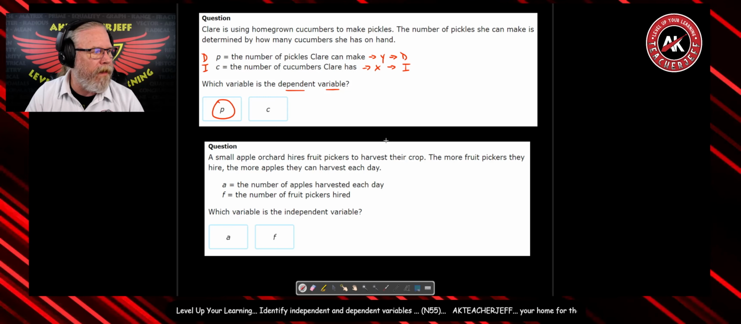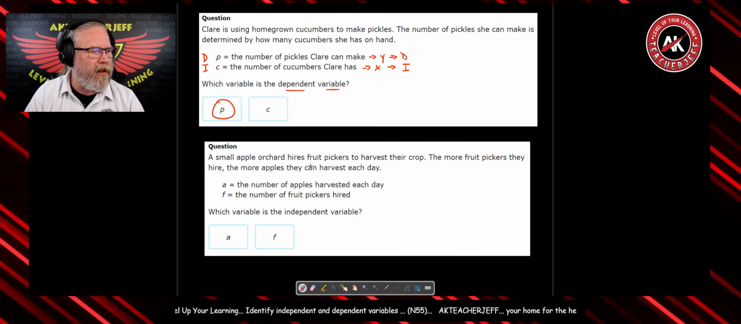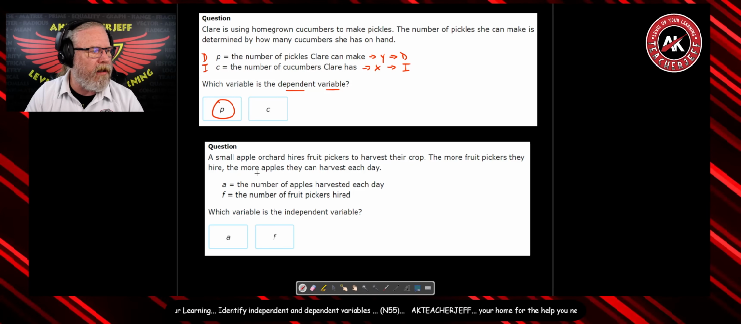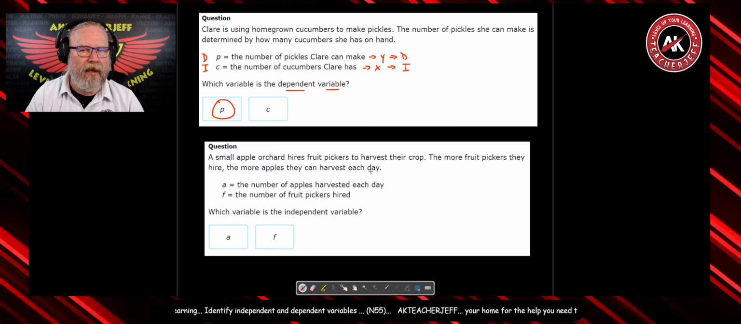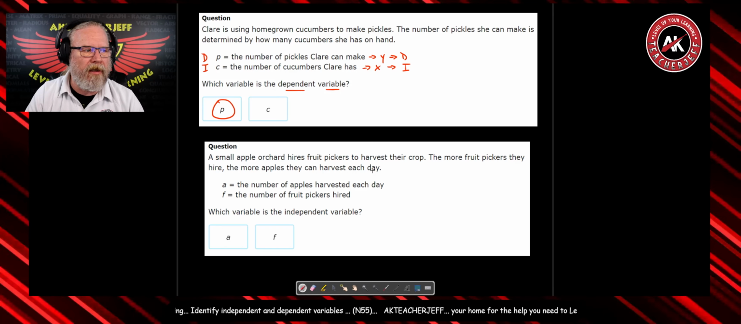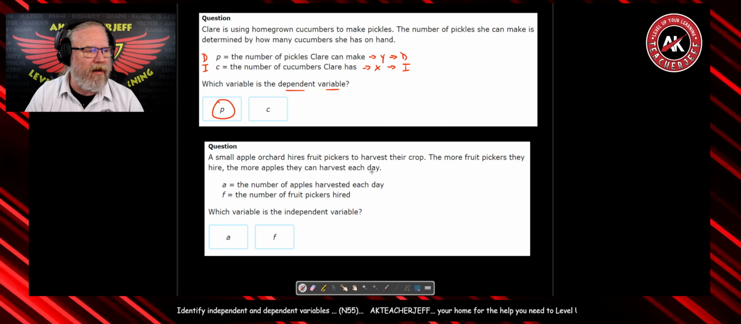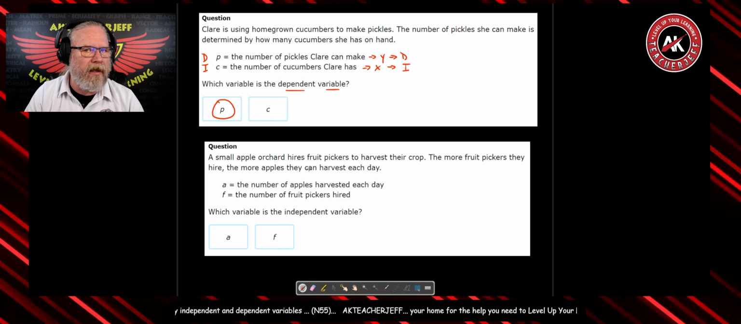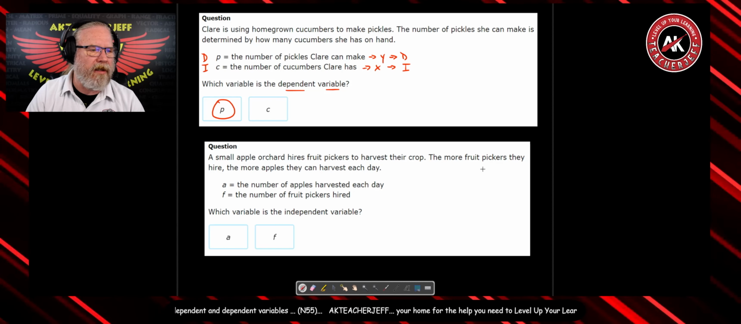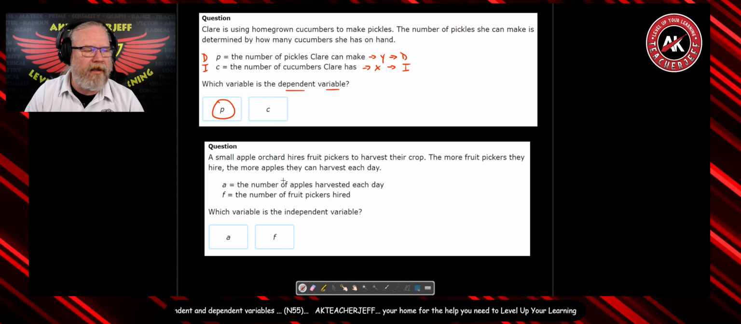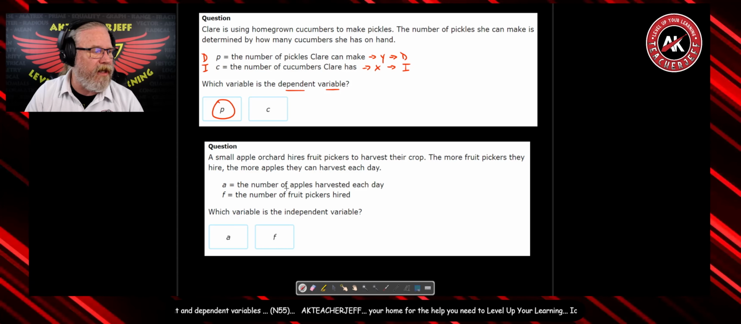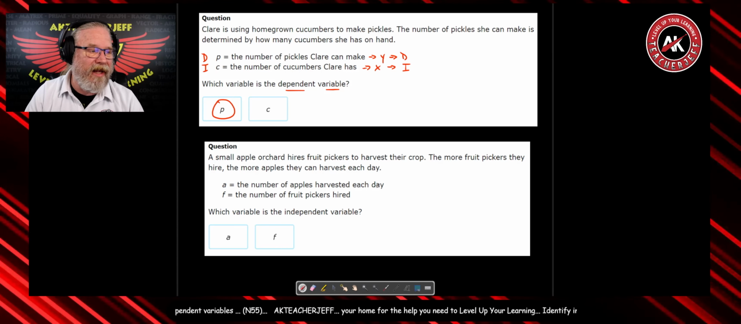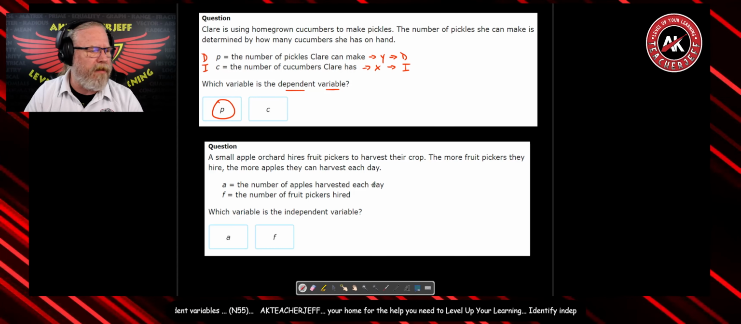A small apple orchard hires fruit pickers to harvest their crop. The more fruit pickers they hire, the more apples they can harvest each day. So which one affects which? Is it the number of apples that they can harvest each day is determined by how many pickers they hire? No, it's actually the other way around. It's the number of pickers that they hire is going to determine how many apples they can harvest each day. So the number of apples harvested each day, that sounds like our second part, the part that's being affected.